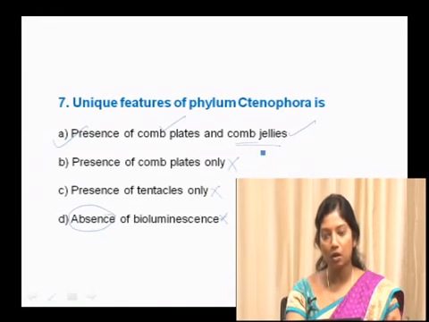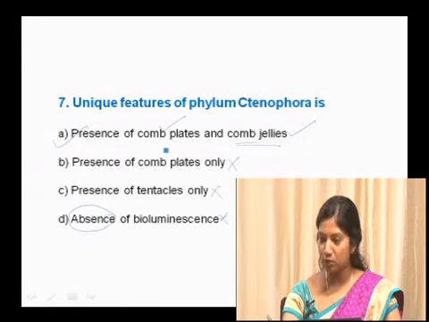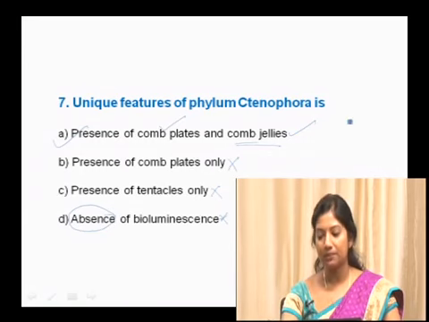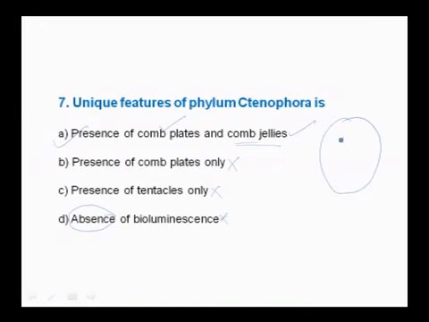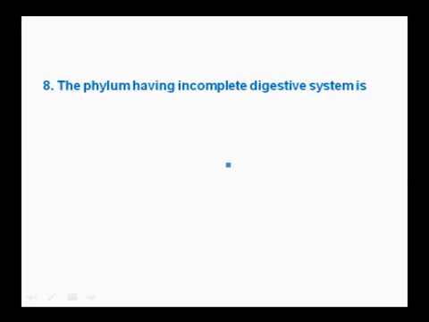Comb jellies is the common name given for ctenophora, and if you look at an organism of ctenophora, you can see that on its body there are 8 plates present in this manner, on which cilia are also present. So these plates are called comb plates. So the right option for 7 is presence of comb plates and comb jellies, that is option A.